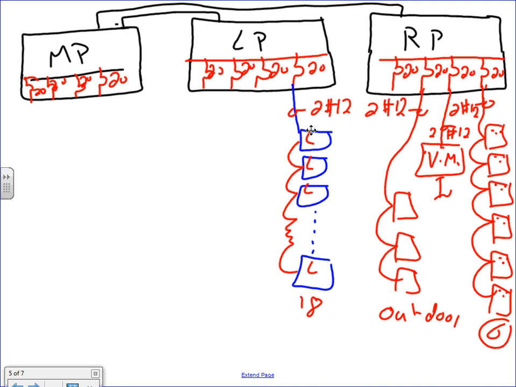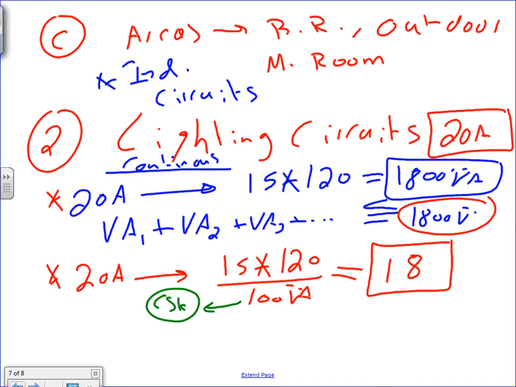Can I use 30 lights on a 20-amp circuit? Yes, if the volt amp is less than what we just talked about. This is general light. We don't know. We're going to start with 18. You have to start somewhere. Okay, this is for 2A. I'm going to call these guys 2A. These two are 2A.